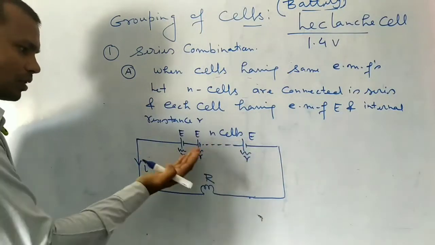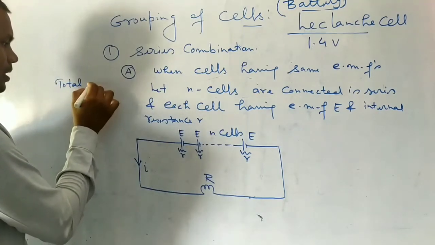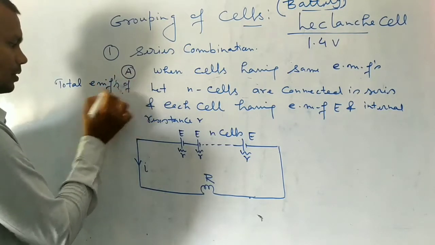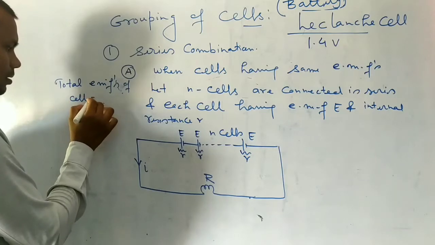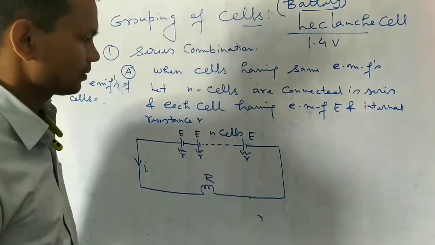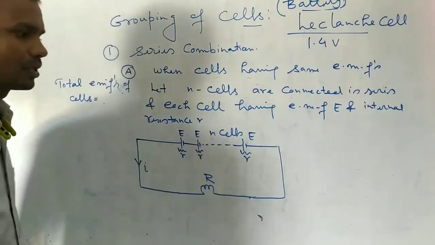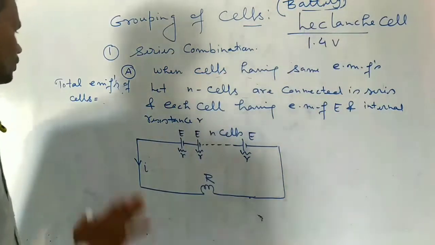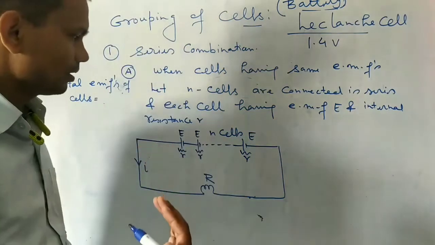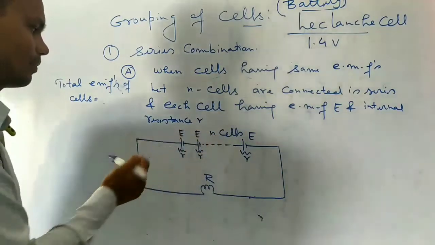So you have to see the total EMF of cells. What is the total EMF of the cells, or the total EMF of the battery, because a grouping of cells is known as a battery, right? EMF, or electric potential, is a scalar quantity, so simple adding we are going to use.